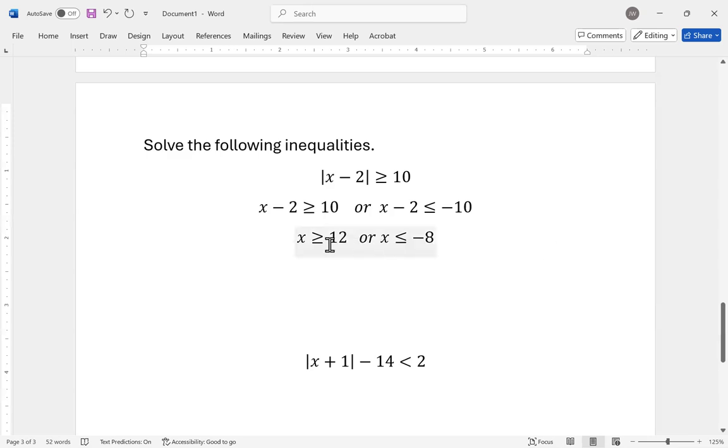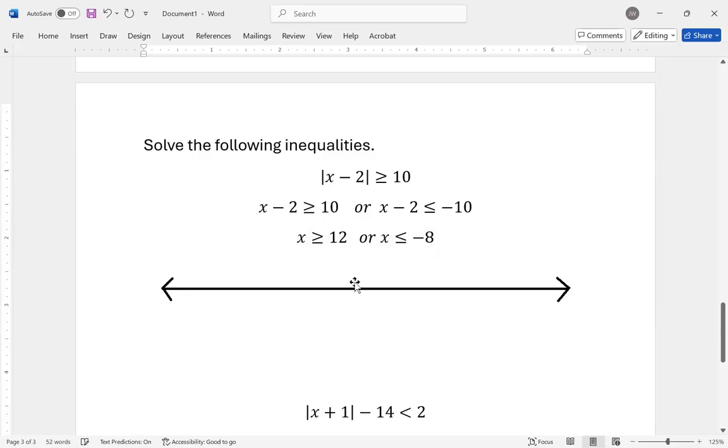This gives me two inequalities that are going to interact with each other. Now, the way they interact can be shown on a number line. So that's what I'm going to do. I'm going to draw a number line. 12 is somewhere over here, over on the right. And then -8 is over here to the left of that.